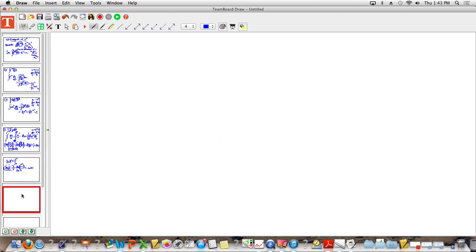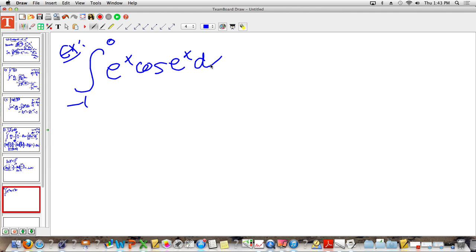Alright, this one's not bad, but I feel like we should do it because it has a trig function in it. So we're going from -1 to 0, another definite integral, e to the x, cosine e to the x dx. So, I said to you, call u the power, but in this case, it's going to be an x, and you've got a cosine in there. So that's not going to work in this case.